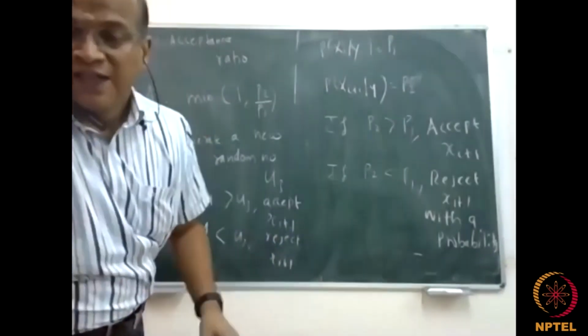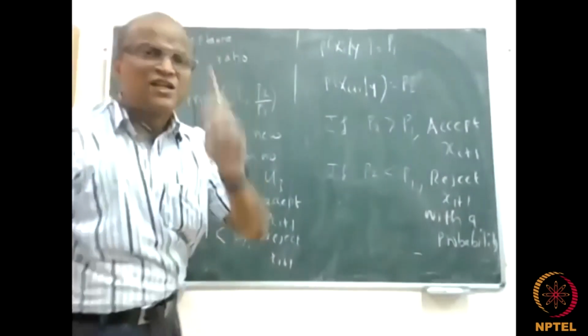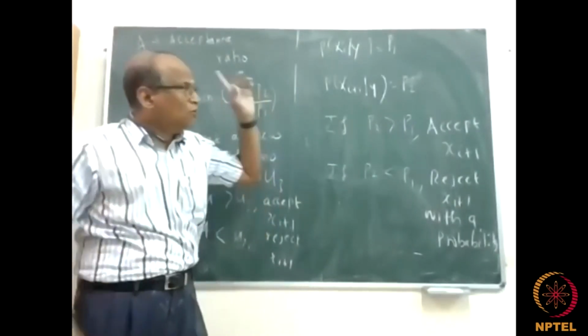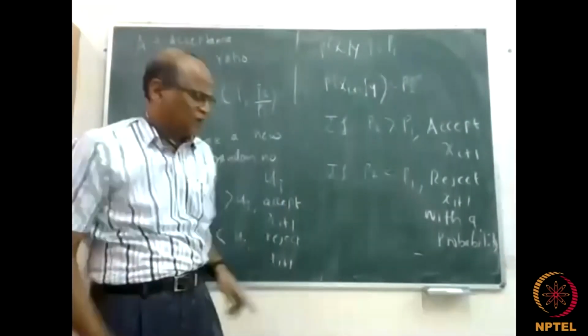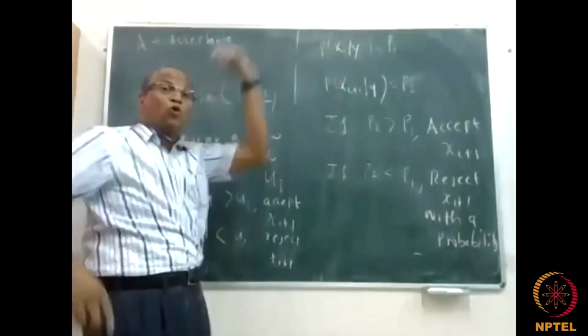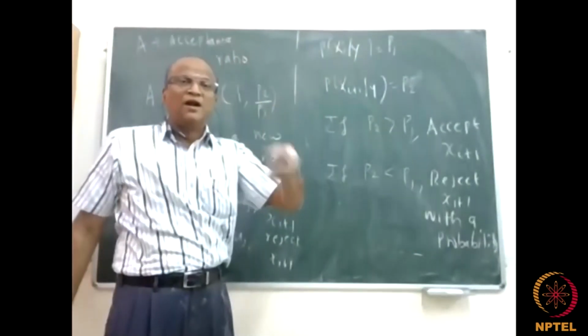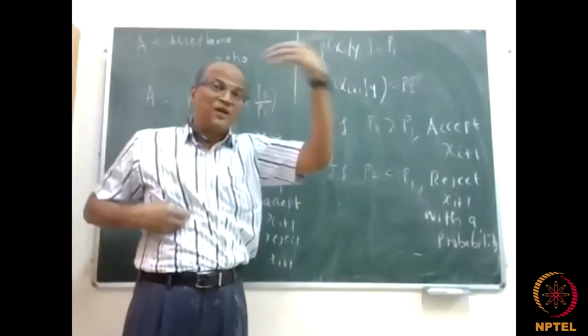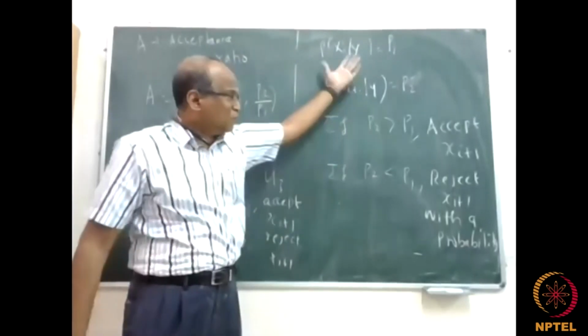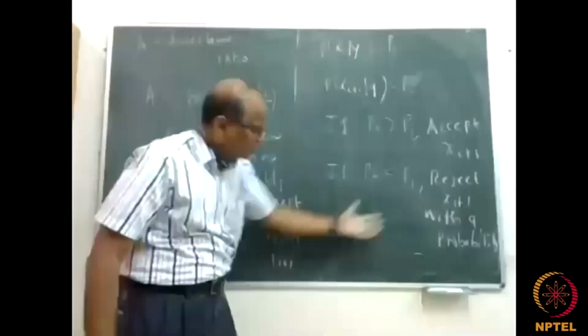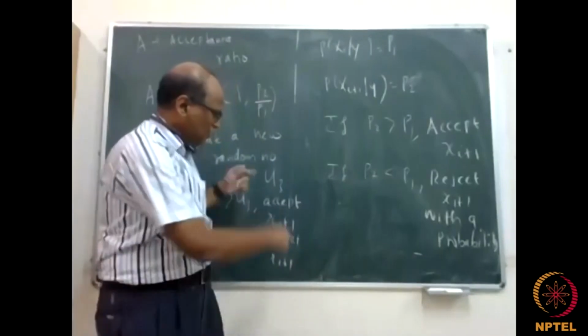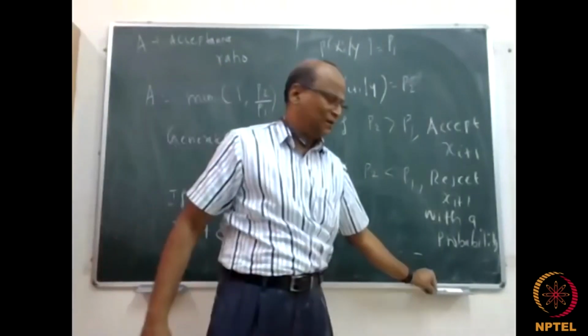So one iteration is complete only if you accept a new sample. If you have rejected, you will go back, generate the first random number and pull out the new sample from the Gaussian. Proceed with all these steps. You will continue with all these steps till you get a new xi plus 1.